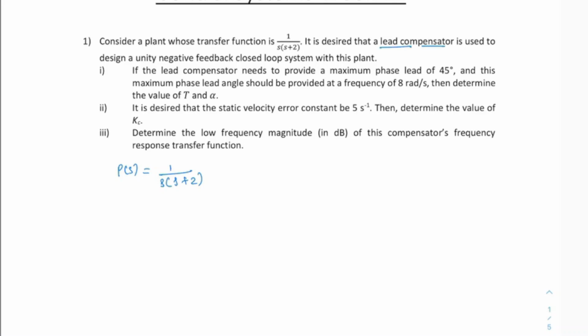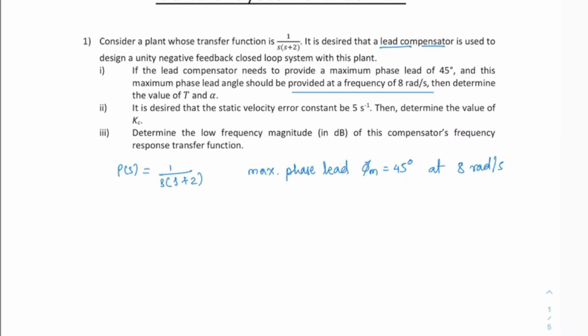Here the maximum phase lead, that is phi m, is 45 degrees, and this maximum phase lead angle should be provided at a frequency of 8 radian per second. We have to determine T and alpha.